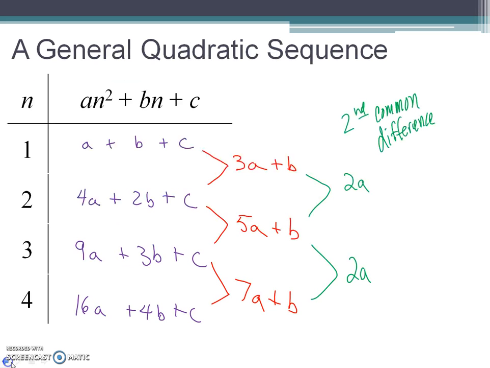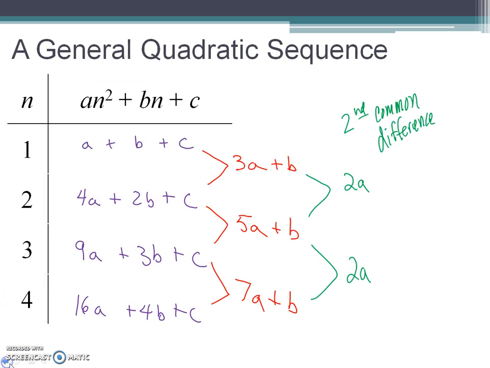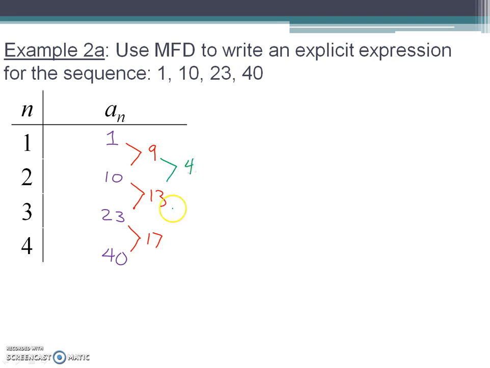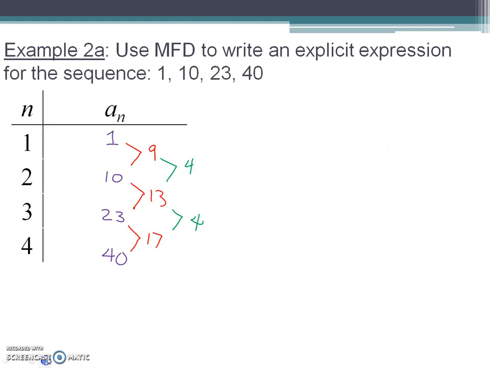Let's find our first common difference: 9, 13, 17. Let's find our second common difference. This is 4, and this is 4. So now I've got these 4 purple numbers, these 3 red numbers, and these 2 green numbers. And what these numbers allow you to do is solve for a, b, and then c, and that will allow you to write the general quadratic rule for this sequence.